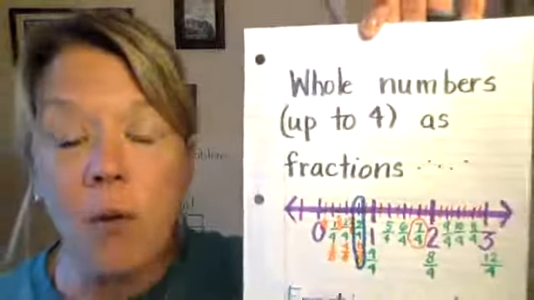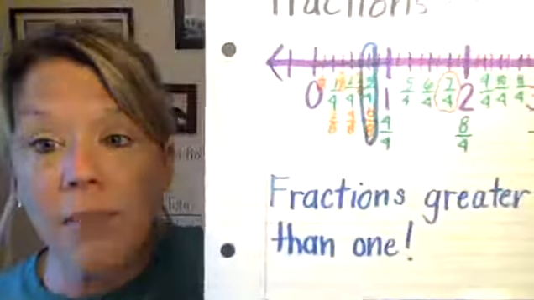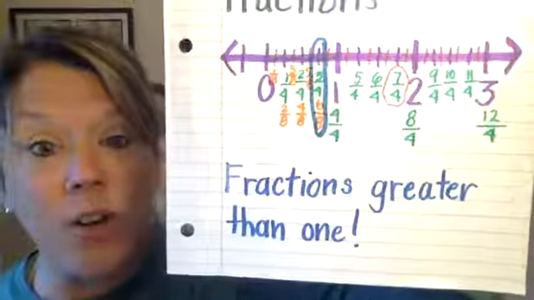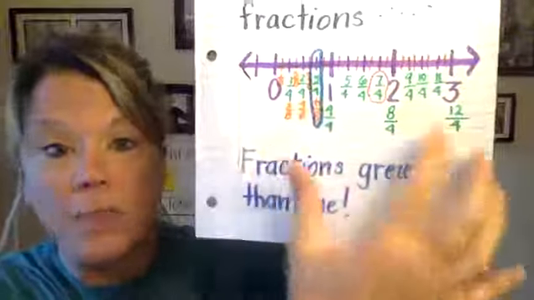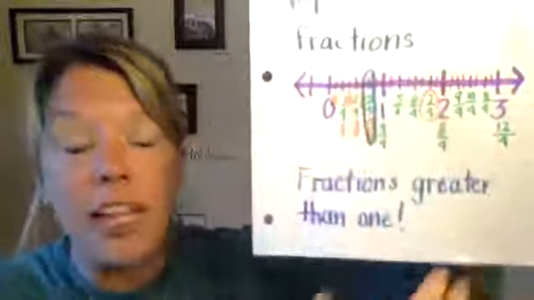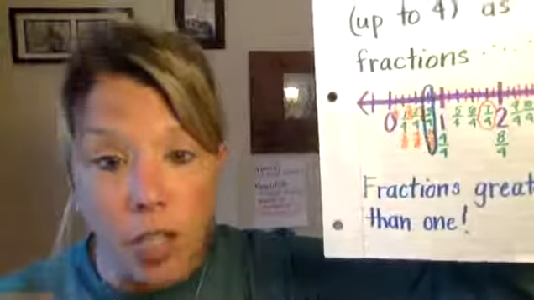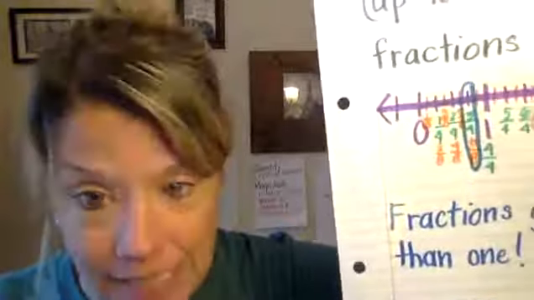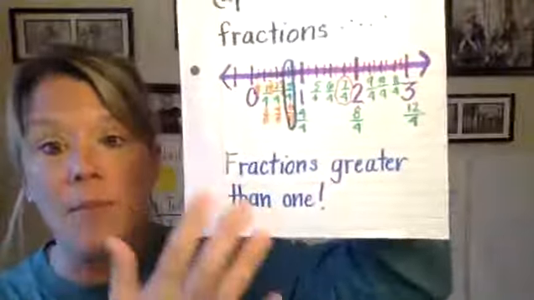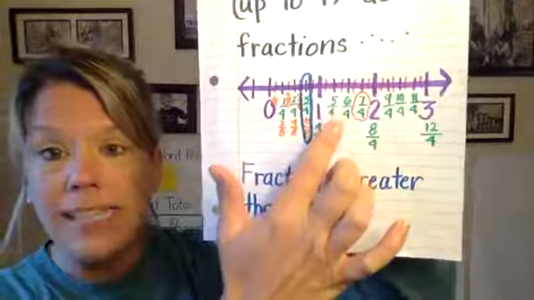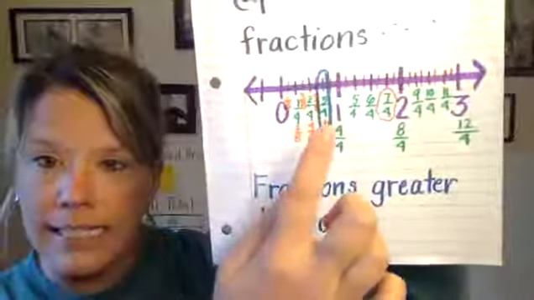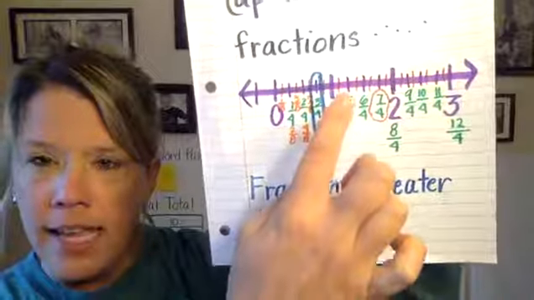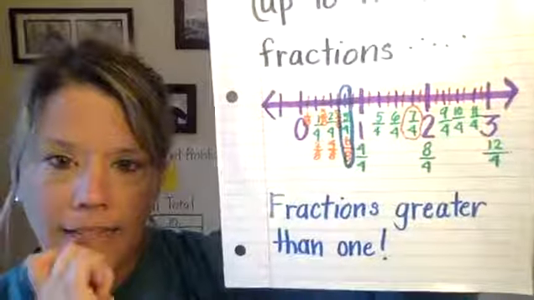Here we go. Whole numbers up to four as fractions. So we have to be able to see fractions that are greater than one. We can look at this and say this is partitioned in fourths. This number line can be partitioned in halves, thirds, fourths, sixths, and eighths. For these purposes, we can see that 5/4 is greater than 1. And when I look at this, I see that as 1 1/4, right? So you've got to be able to see that.